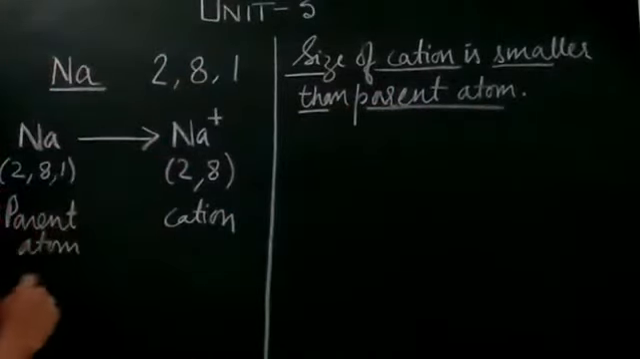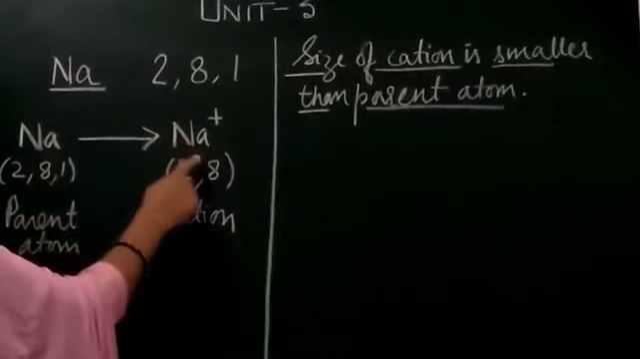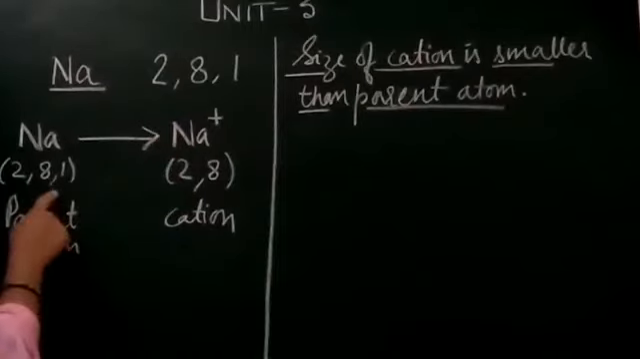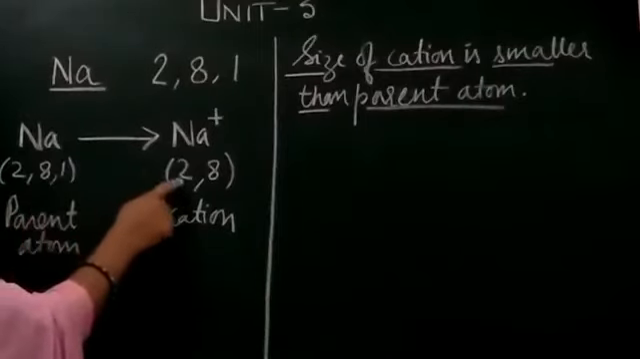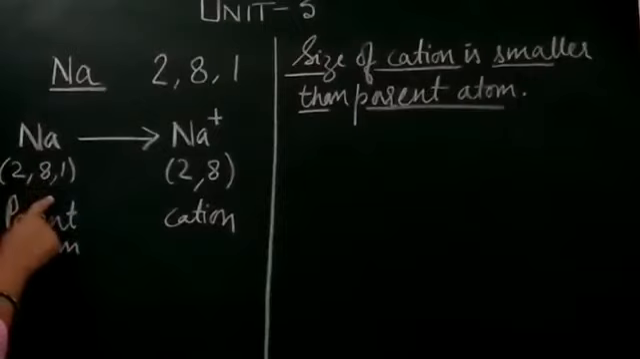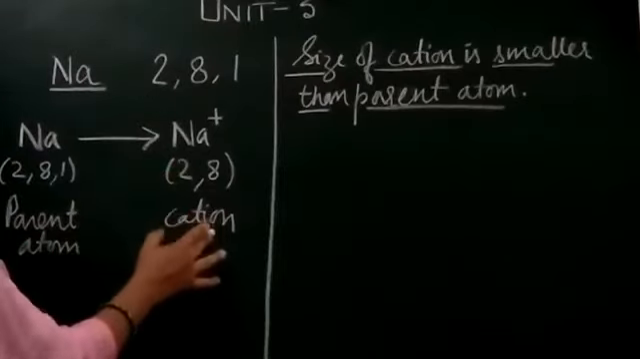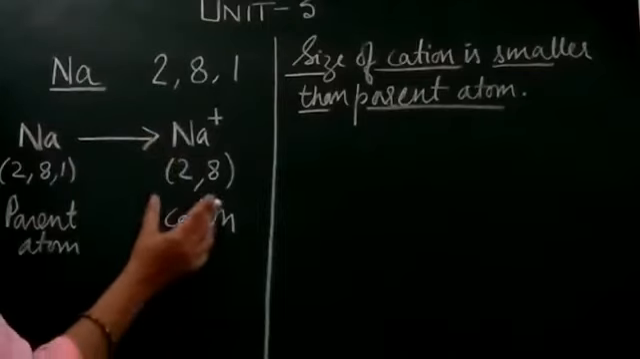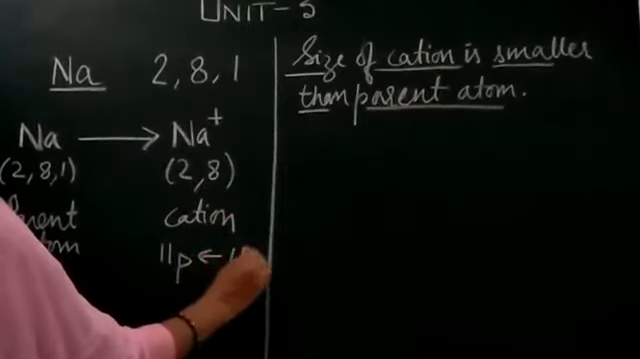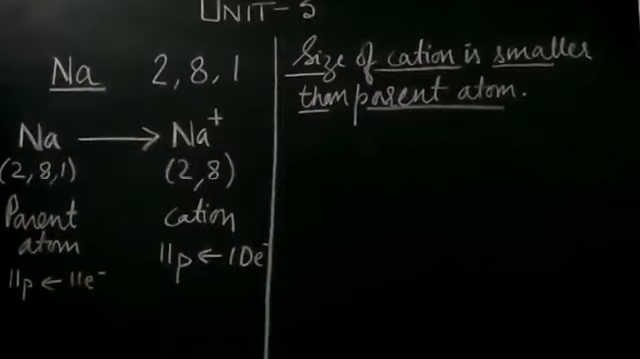Now students, if you see here, what's the difference? The number of protons in sodium is 11 and that of the sodium ion will also be 11 only, right? Only difference is that the number of electrons in the parent atom is 11 and here it is 10. So in the parent atom 11 protons are pulling the 11 electrons, whereas in the sodium ion, the 11 protons are pulling the 10 electrons. So tell me where the magnitude of nuclear charge will be more.